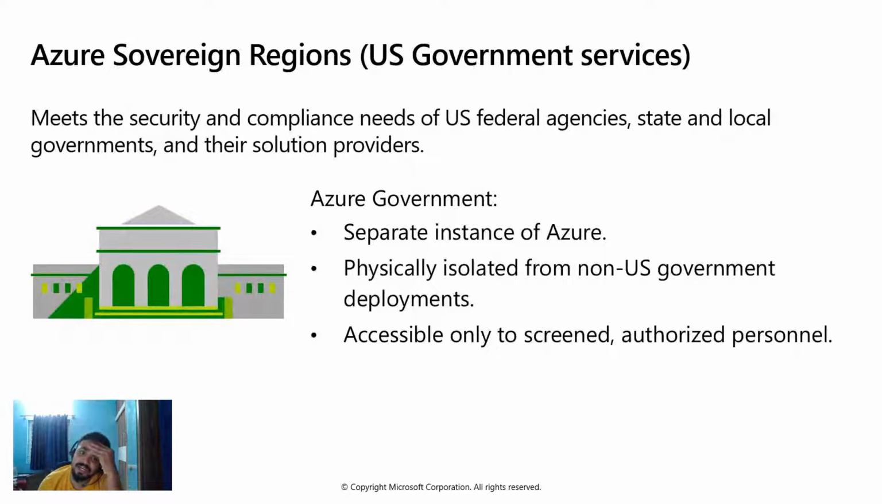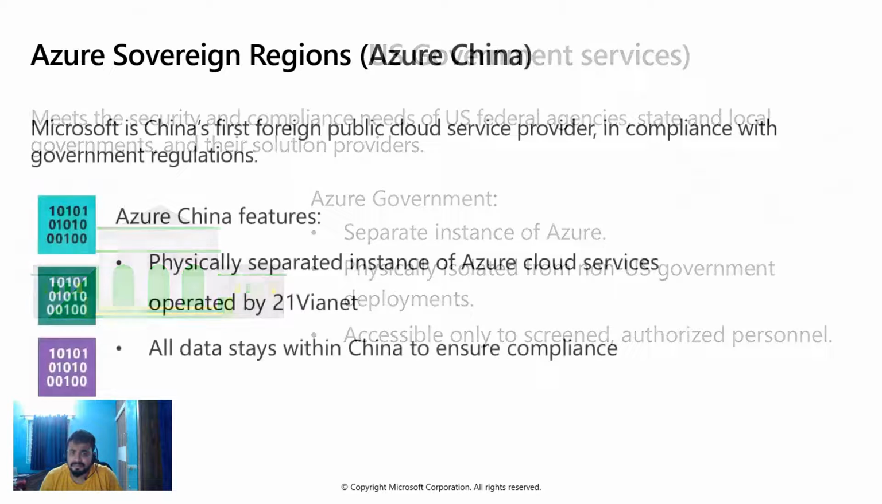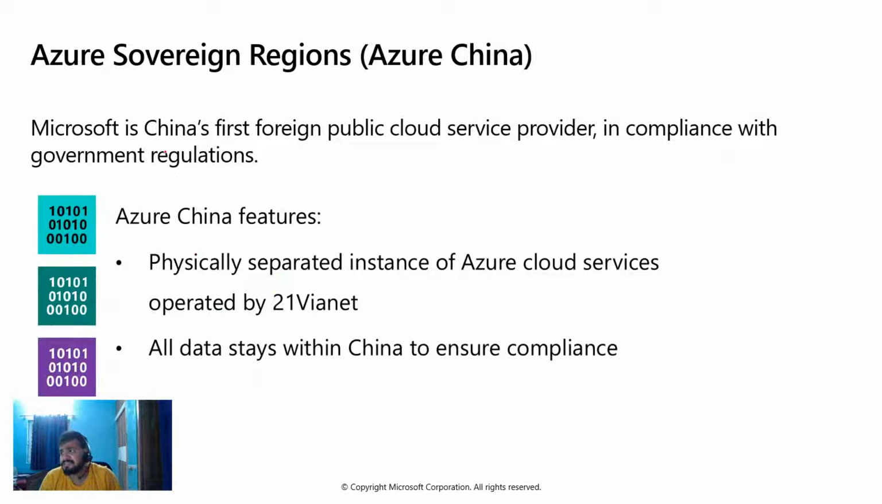Generally, you can't go to some data center and see your data. But in these sovereign regions, you can go to that data center. You can see what the data is, how many racks are there, and so on. Okay, so it is physically isolated from non-US government deployments. In the US also there are multiple data centers, but there is one dedicated data center for government data only. Similarly, Azure China also has something similar.